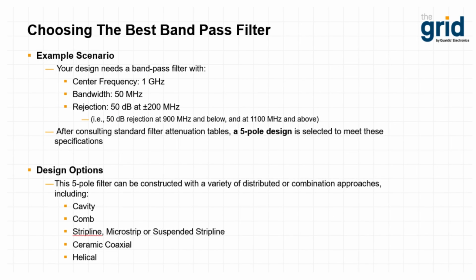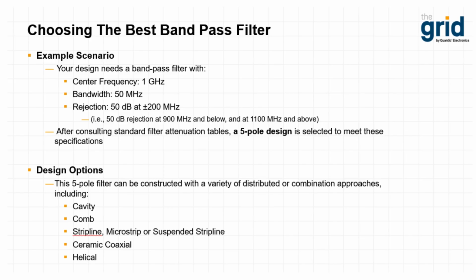So that leads us to picking the best technology for your filter. Let's just say that you wanted to create a filter that required a 5-pole response that had a 50 megahertz bandwidth at 1 gigahertz. You could implement that with a standard LC filter, as I've just shown, or you could go with a cavity filter, a comb filter, stripline, microstrip filters, ceramic coaxial filters, helical filters, and even other filter styles that I'm not mentioning here.